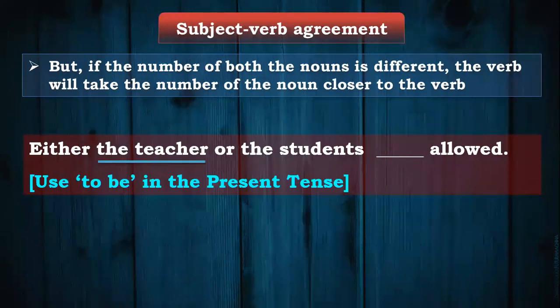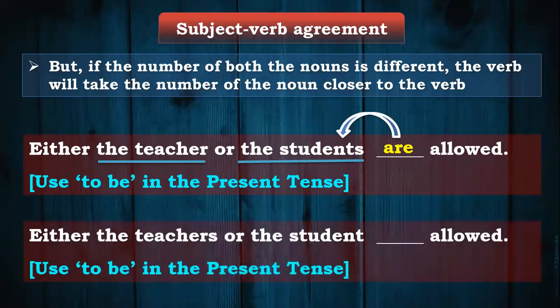Now, which noun is going to be closer to the verb? The students. Hence, we are going to consider the closest one, that is the students. So now, either the teacher or the students. Now, am, is or are? Exactly, are allowed. Isn't it simple now? Are is the closest to the students, and students is the noun, which is a plural one, closest to the verb. Here we go with another sentence.